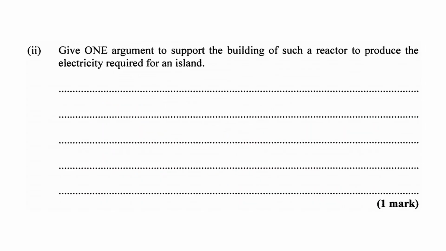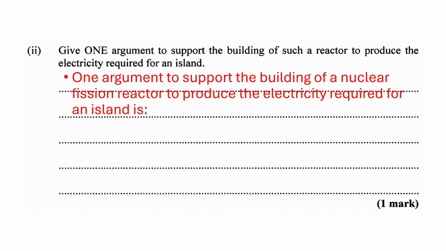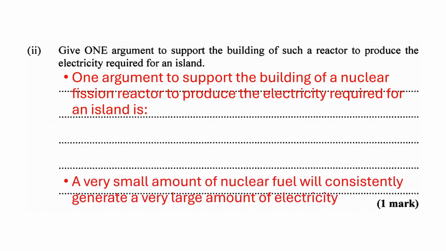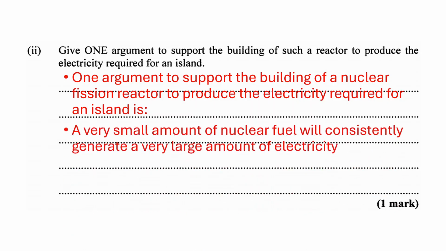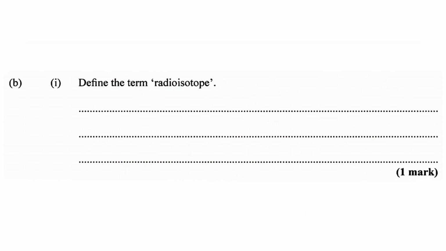Part 2 of Part A. Give 1 argument to support the building of such a reactor to produce the electricity required for an island. You could say 1 argument to support the building of a nuclear fission reactor to produce the electricity required for an island is a very small amount of nuclear fuel will consistently generate a very large amount of electricity.